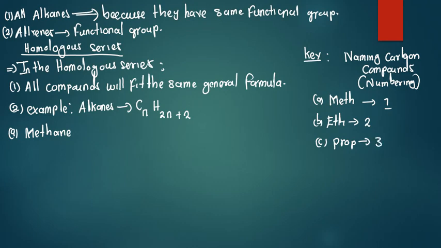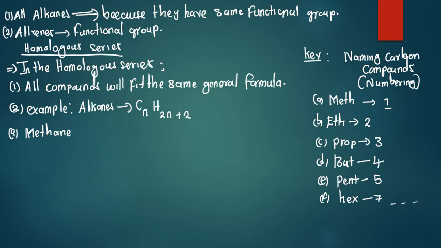How about 4 carbon atoms? What are we talking about? That is going to be but. How about 5 carbon atoms? What are we talking about? Okay, that is going to be pent. Okay. How about 6 carbon atoms? What are we talking about? It's going to be hex. And so on and so on. We shall learn this in the next video.